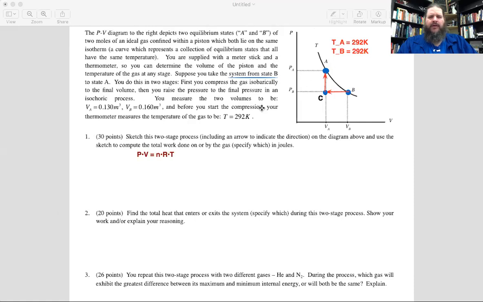And we want to know the pressure. So if we just isolate pressure here, that'll be N times R times T over volume. And I think we know it gives us the number of moles. We've got 2 moles. We know the temperature in both cases is 292 Kelvin. So we can just write this out twice, dividing by the two different volumes to get the two different pressures.